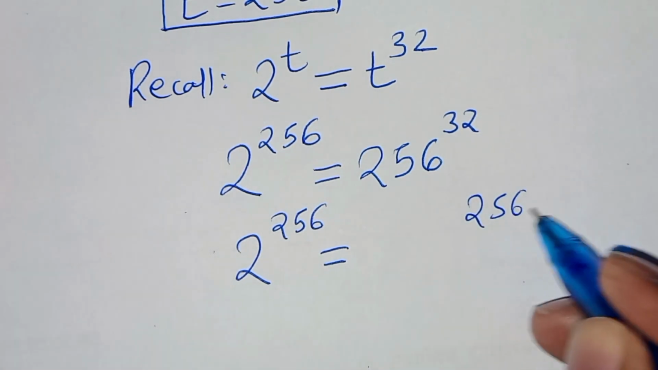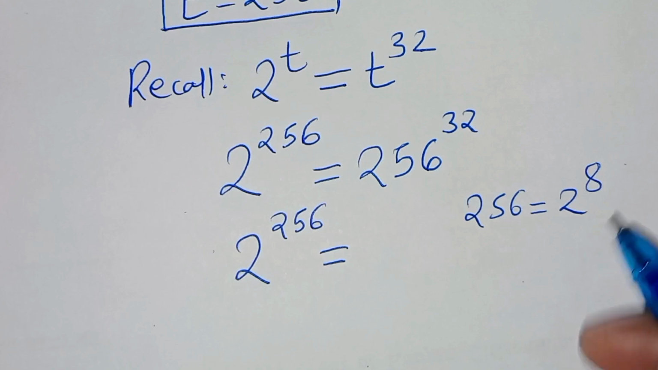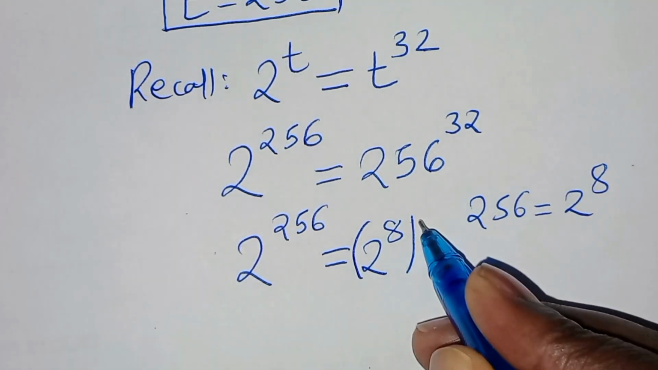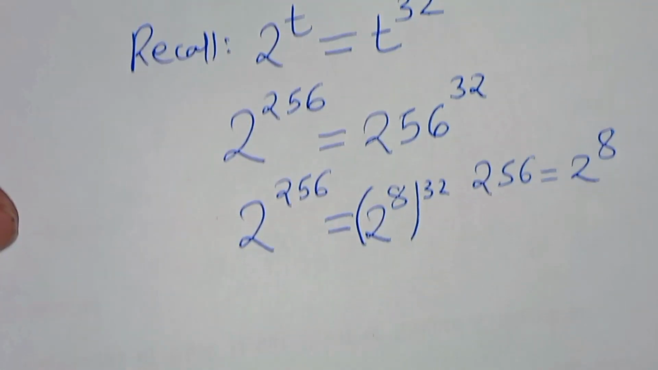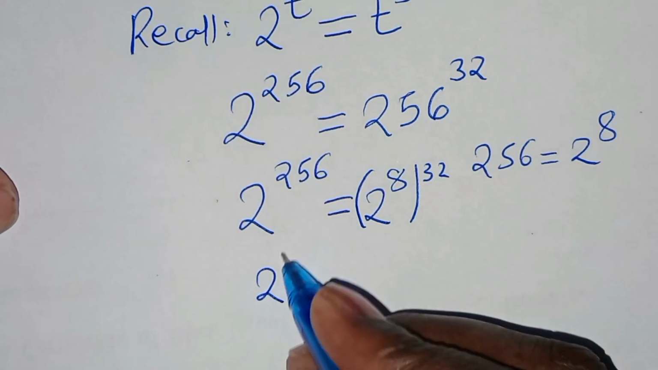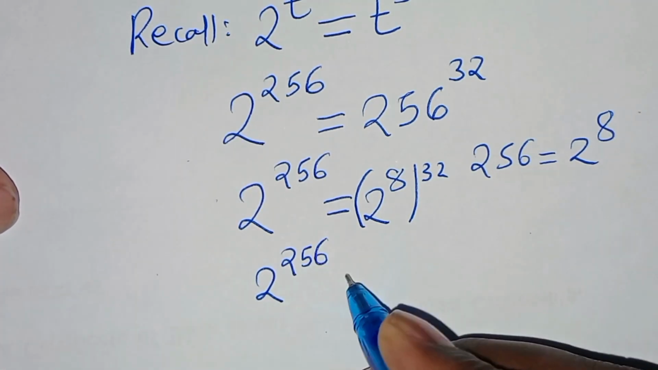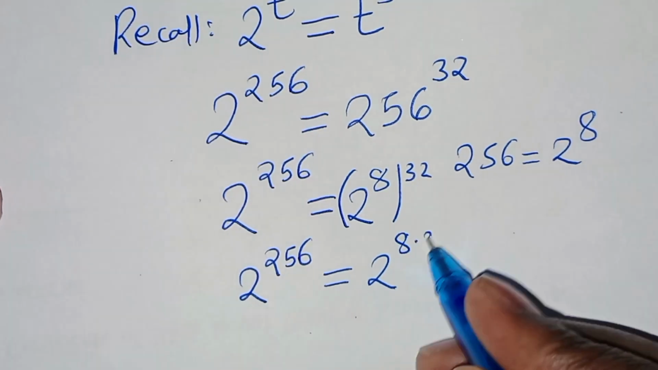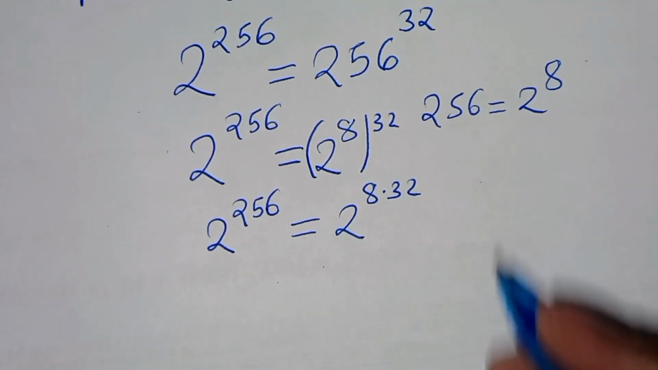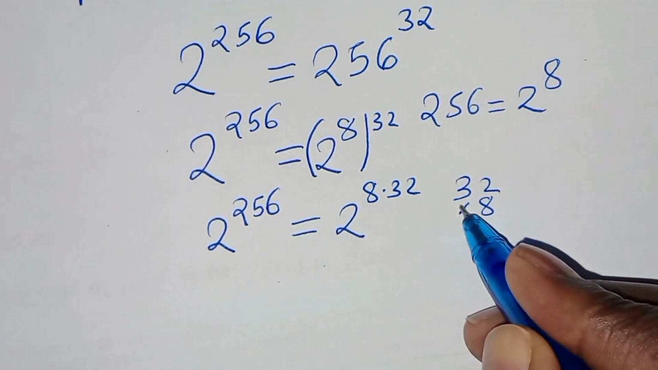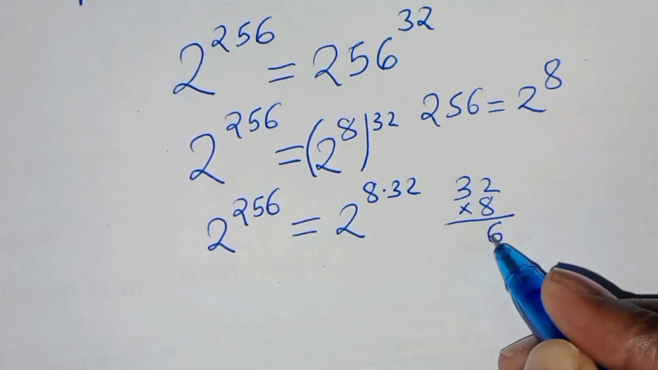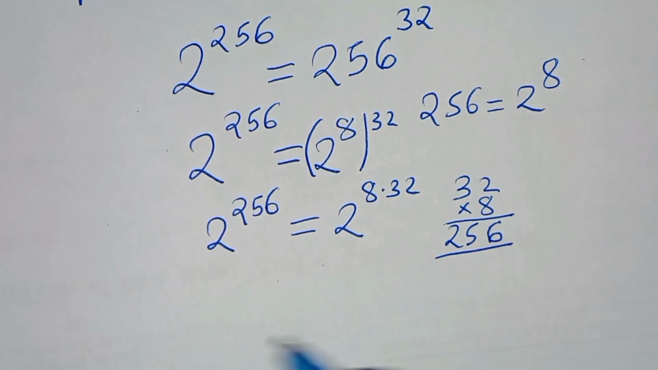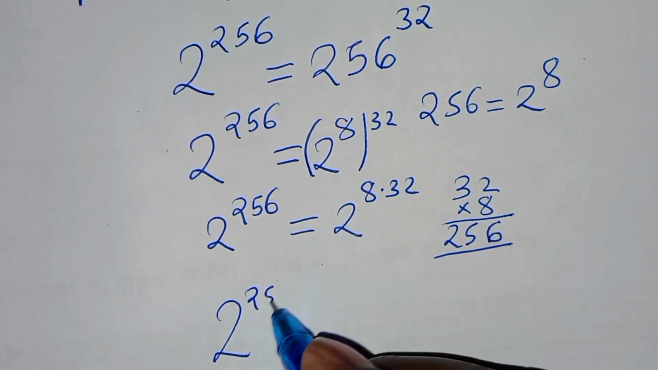We can express 256 as 2 to power 8. So here we have 2 to power 8 raised to power 32. So on the left, we have 2 to power 256. This is equal to 2 to power, now here this is 8 times 32. So 2 times 8, that's 16, carry 1. Then 8 times 3, 24, plus 1, this is 25. So we have 256. So 2 to power 256.